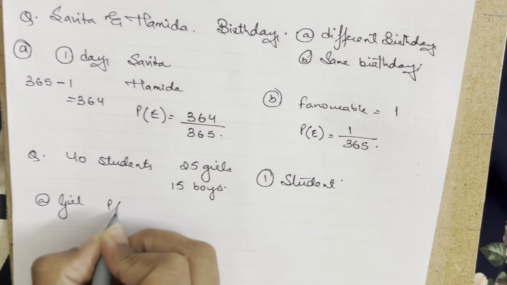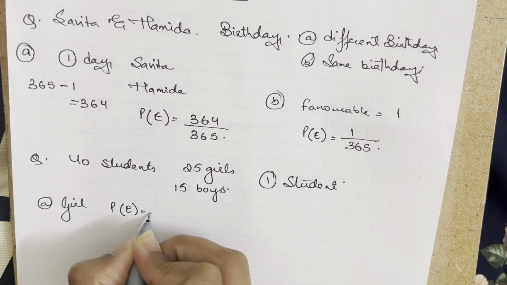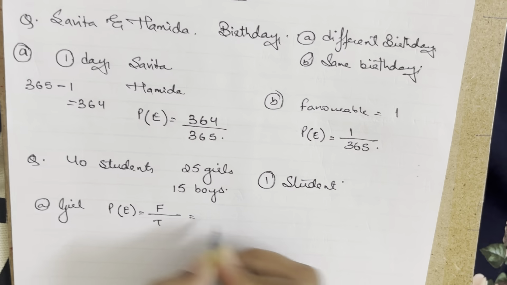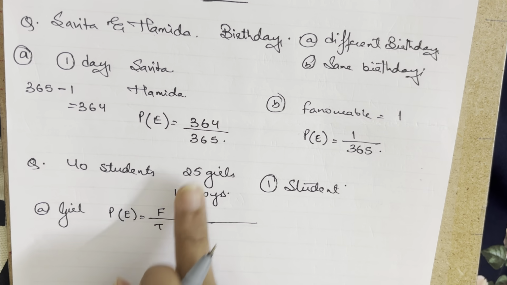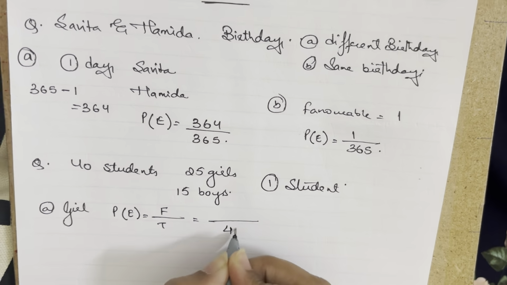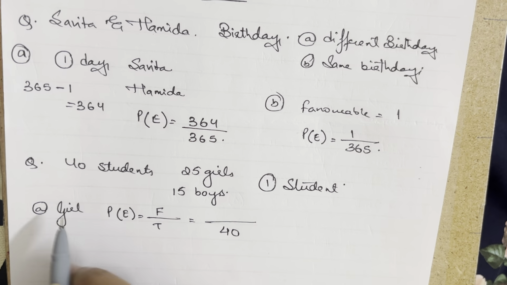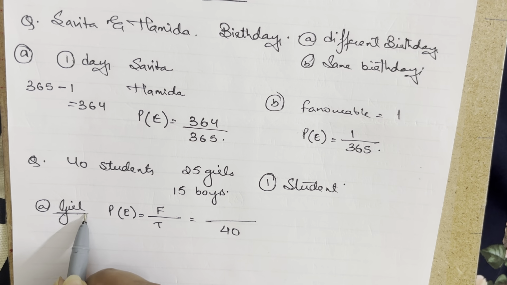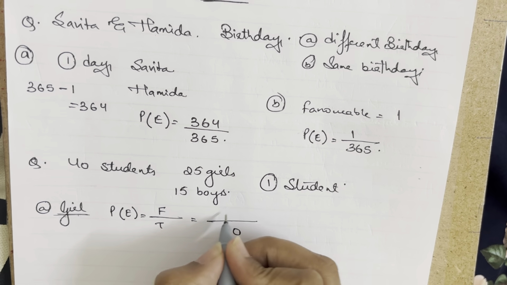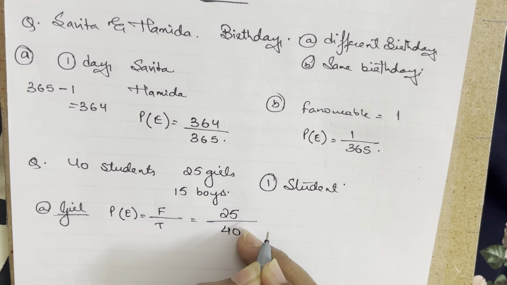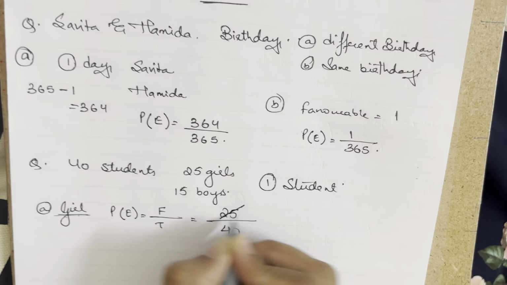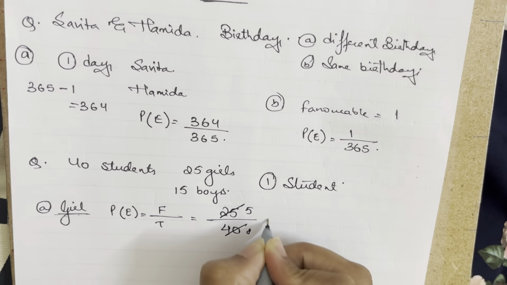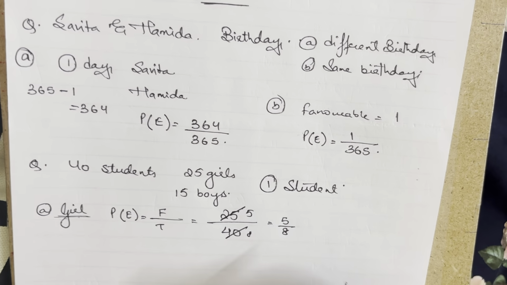So the first thing they are talking about is a girl. The probability of the event is going to be favorable upon total. So how many total students are there? It is already given, 40 students. I don't have to sit and add these again. Now how many girls? It is talking about the probability of a girl. There are 25 girls, so it is going to be 25 upon 40. Let's simplify it. 5 5s are 25, 5 8s are 40. So it is 5 upon 8 is the probability.